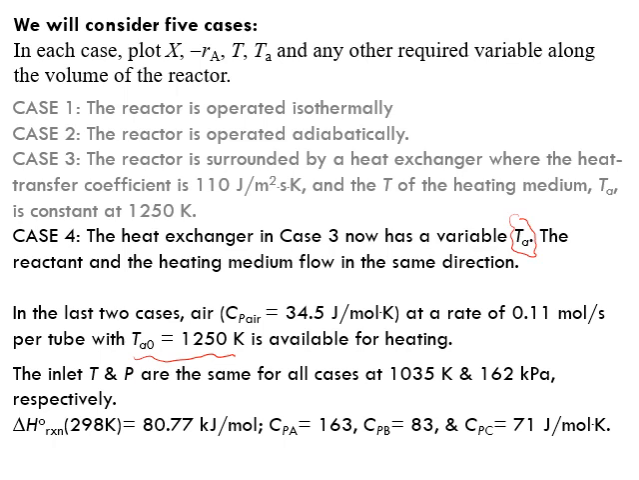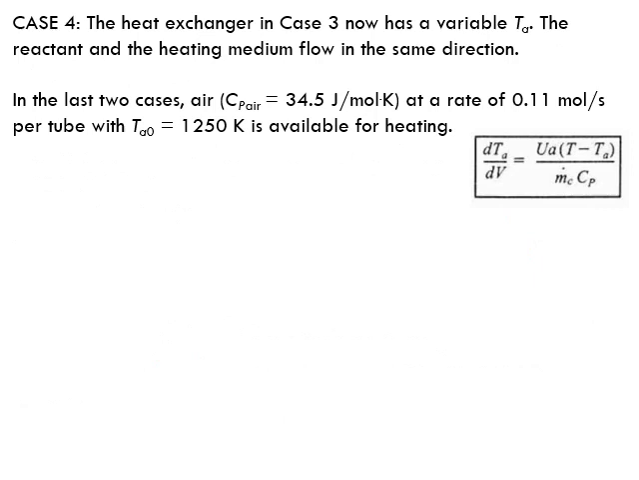That means it's available at 1250, but then it will lose its heat to the reaction mixture, to the reactor, which means its temperature will drop. The other specifications are also known. So what we're gonna do in this case? Well, everything is same as case 3, except that here TA does not equal 1250. Remember we wrote that in case 3.